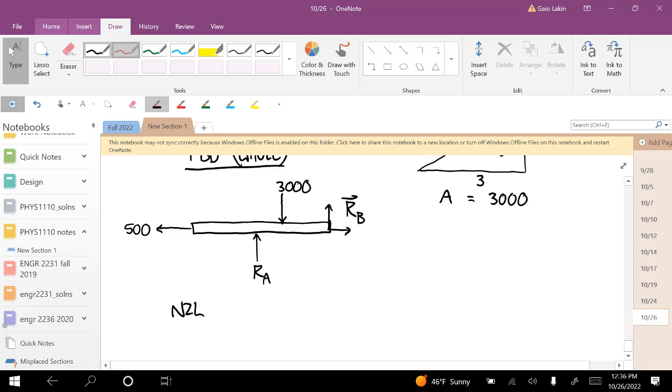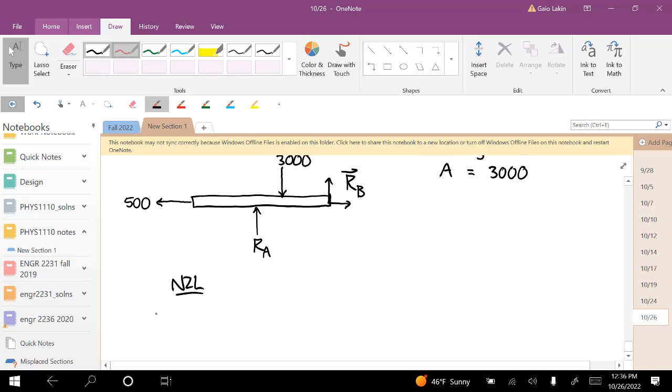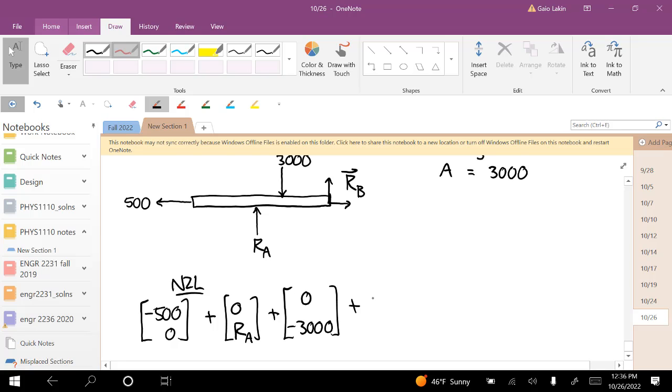Okay, so Newton's second law says -500, 0, plus 0, RA, plus 0, negative 3,000, plus RBX, RBY is equal to zeros.